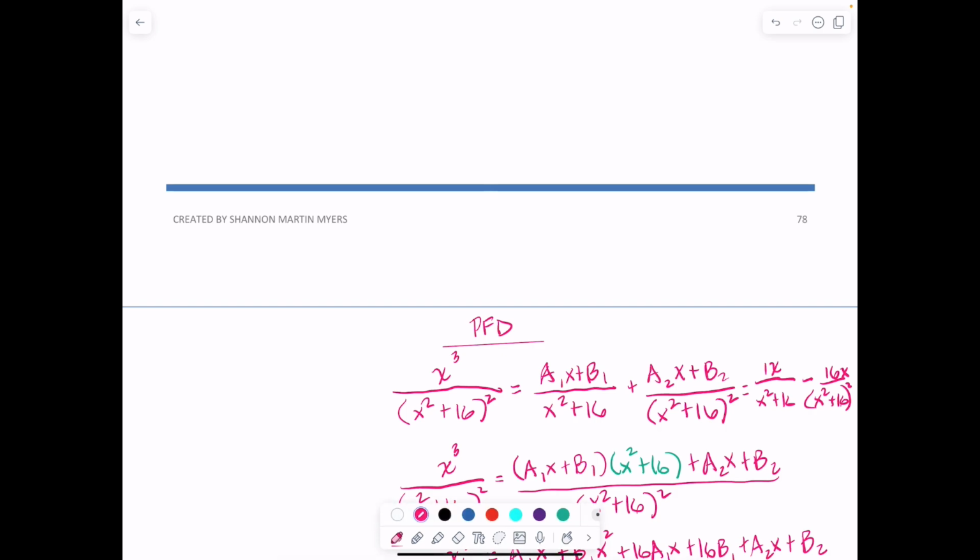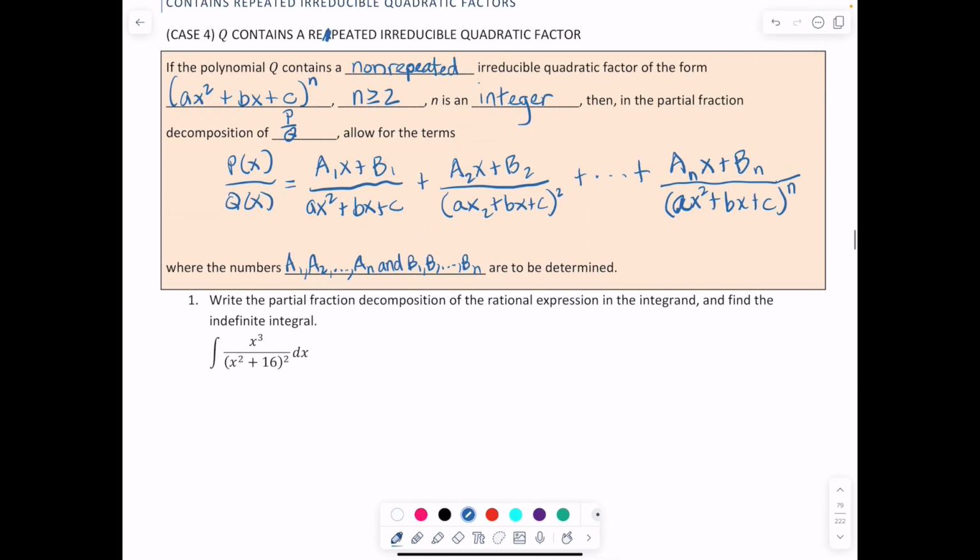All right, so rewriting, this whole integrand is going to equal x over x squared plus 16 with respect to x, and then minus 16x over x squared plus 16, the quantity squared, with respect to x.